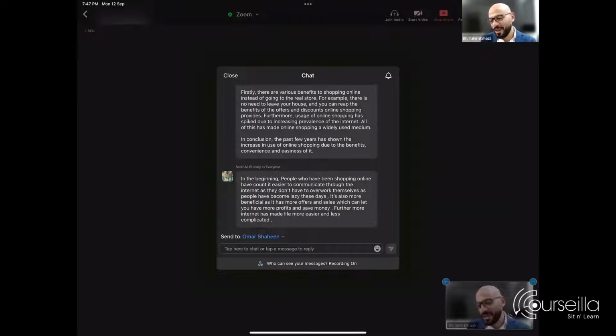It is also more beneficial and so on, makes it redundant. Try to vary in the style. It's a good paragraph anyway. Let's carry on. Further and more. That's one word, not 2 words, Sulaf. Thank you. Furthermore must be followed by a comma. Internet has made life more easier and less complicated.